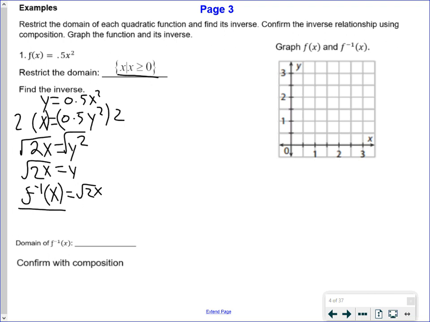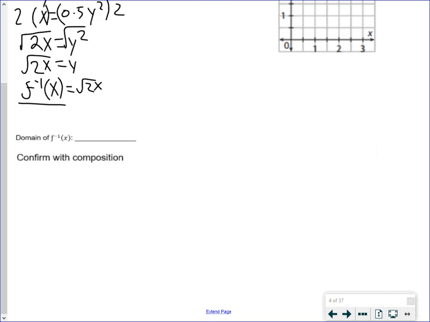Okay? So now that we found our inverse, what we're going to do now is figure out what our domain is going to be. Remember, everything underneath the square root has to be greater than or equal to 0. That way, we can actually have real numbers, not imaginary numbers.